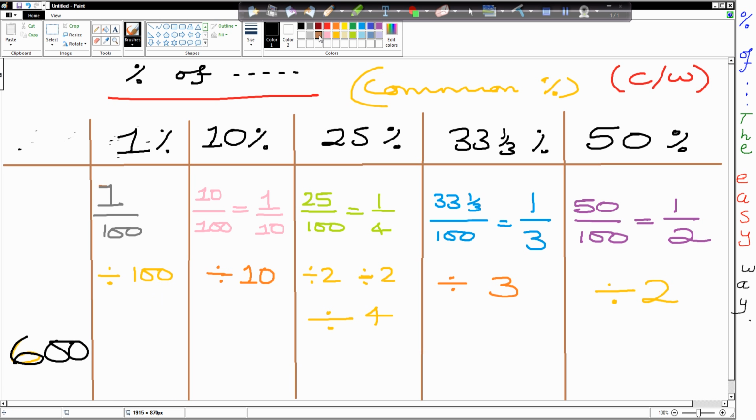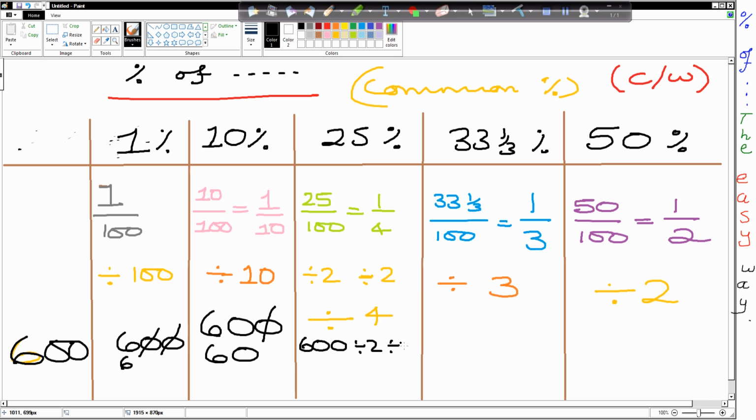Okay. So let's get our 600. If we divide 600 by 100, what do we do? We remove both the zeros. So the answer is equal to 6. If I want to work out 10% of 600, what do we do? Take out 1 zero because we divided by 10, that gives you 60. If I want to work out 25% of 600, what do we do? Divide it by 2 and then divide it by 2, that's one way of doing it. So we do 600, we halve it, and then we halve it again. So half of 600 is 300. Half of 300 is 150.